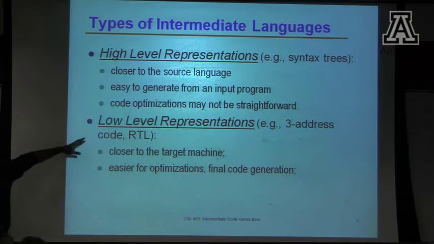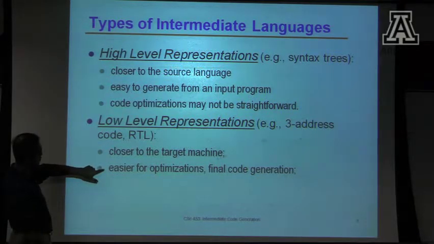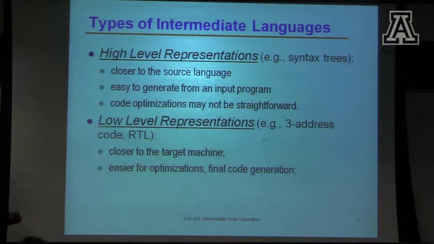Low-level representations kind of look like machine-independent assembly code. There are names, there's three address code and RTL, and we'll get to those. But for now, take those as machine-independent assembly-like representations. So they're low-level. They seem closer to the actual machine. Machine-independent, more or less, but closer to the machine. That makes it easier to do optimizations. And if we have time, I can talk about some of that. It makes it easier to do optimizations, and it makes it easier to do final code generation.